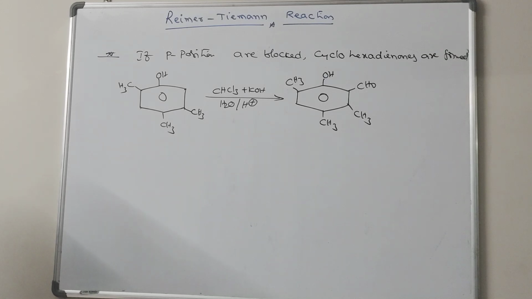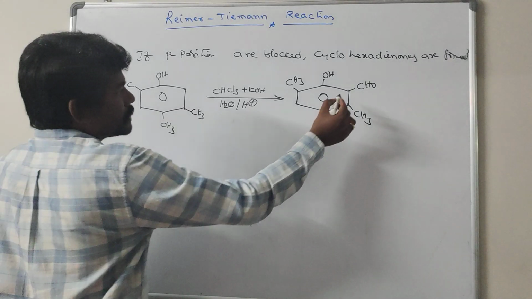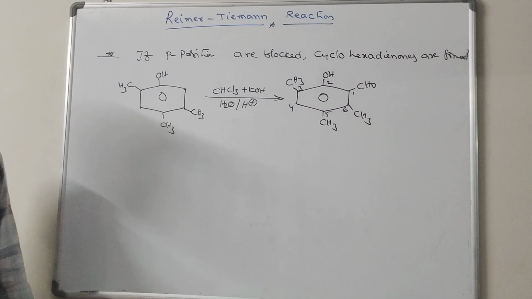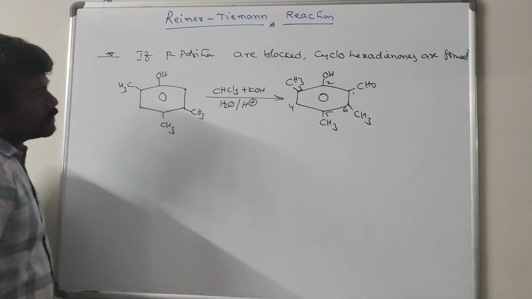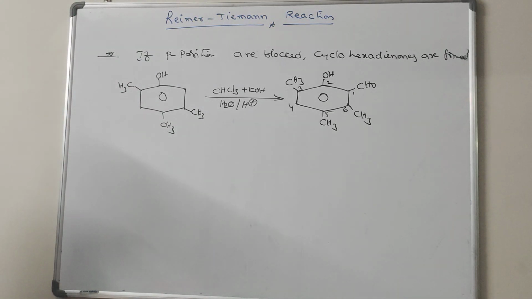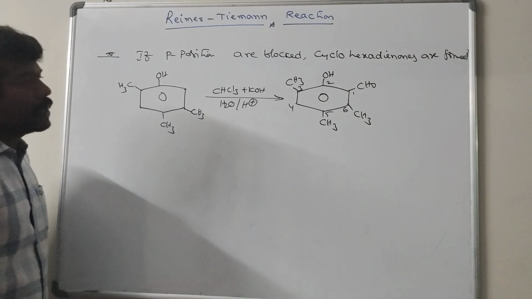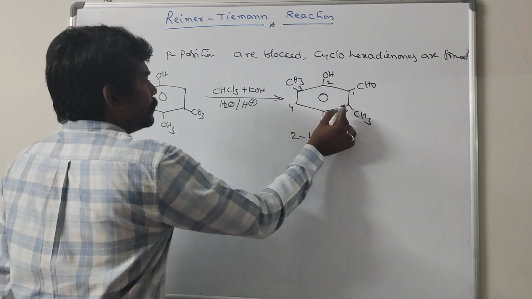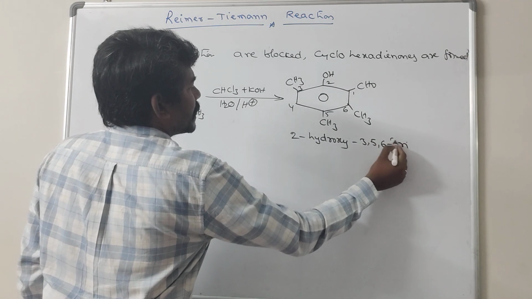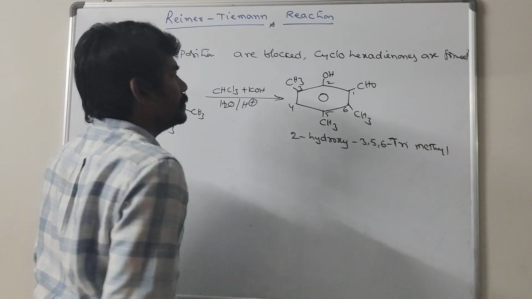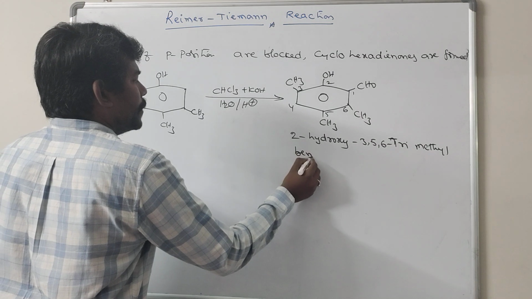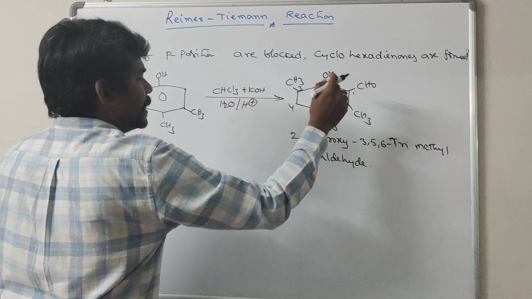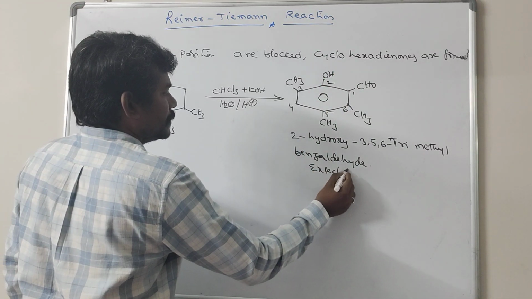The name of this compound, numbering 1, 2, 3, 4, 5, 6, is 2-hydroxy 3,5,6 trimethyl benzaldehyde. This is the expected product.